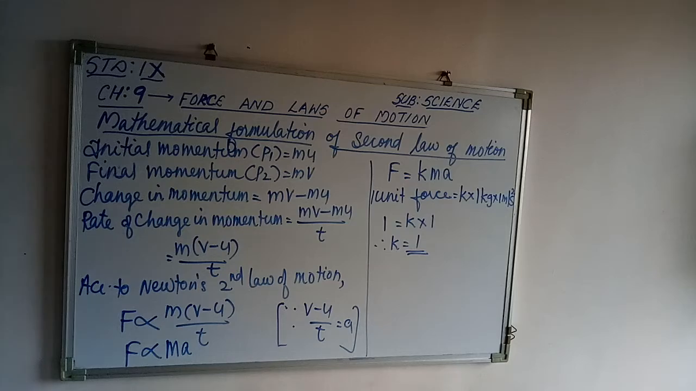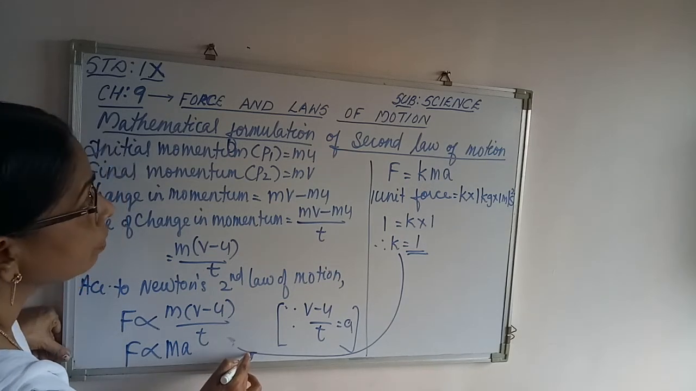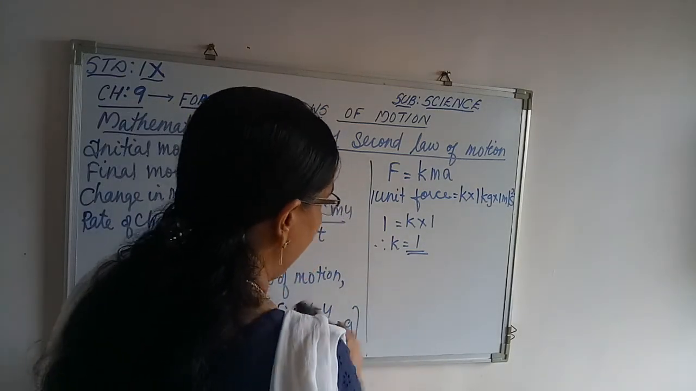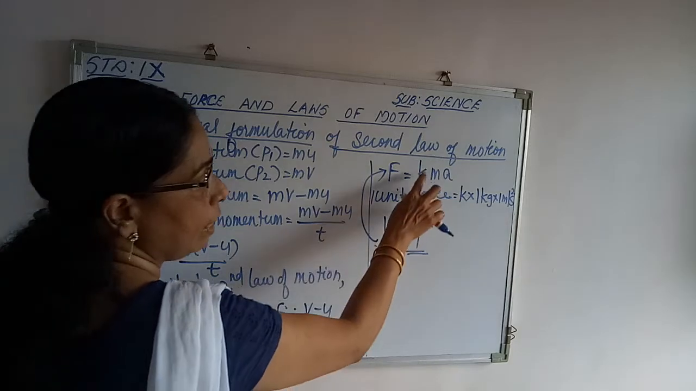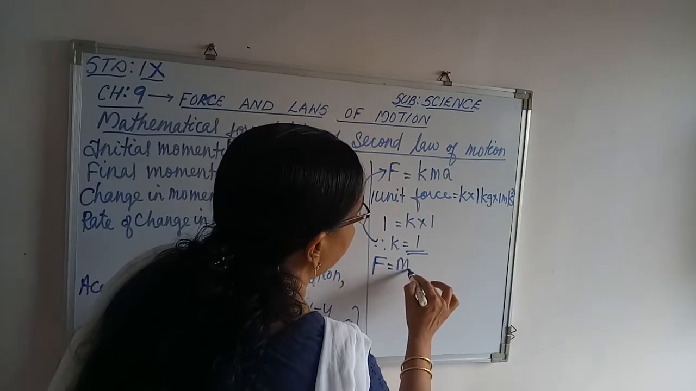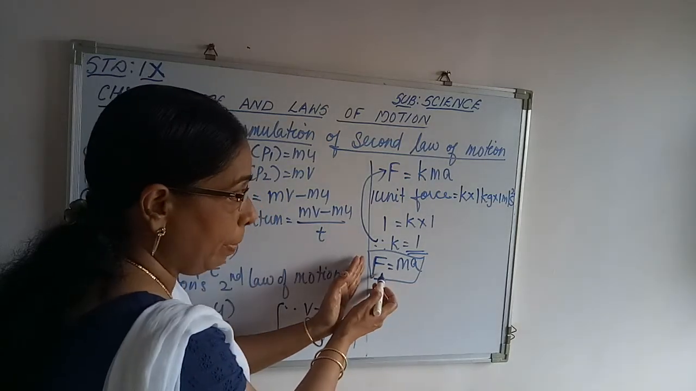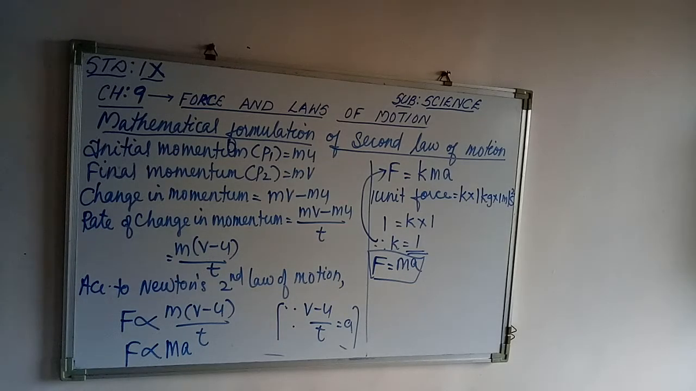Then substitute that value of k in the equation F is equal to k into ma. When you substitute k is equal to 1, we get F is equal to m into a. Understood? That means the magnitude of force is equal to mass into acceleration. F is equal to m into a. So force is the product of mass and acceleration of the body.